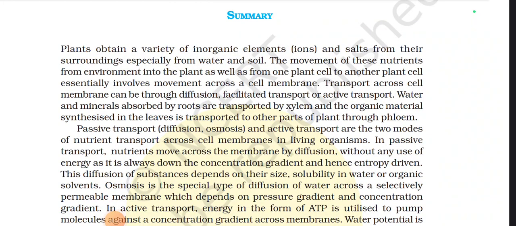ट्रांसपोर्ट इन प्लांट का समरी. Plants obtain a variety of inorganic elements, ions and salts from their surroundings, especially from water and soil. The movement of these nutrients from environment into the plant as well as from one plant cell to another plant cell essentially involves movement across cell membrane.